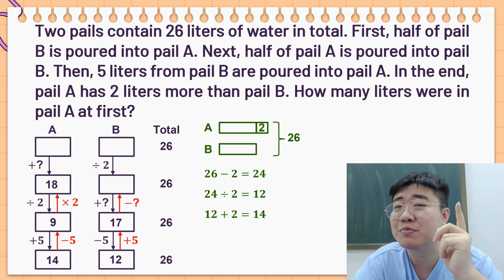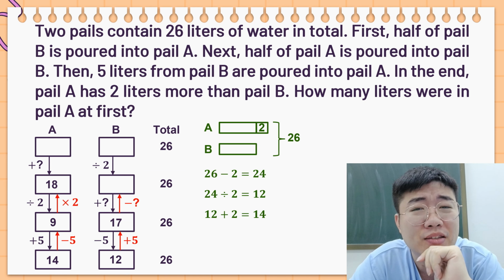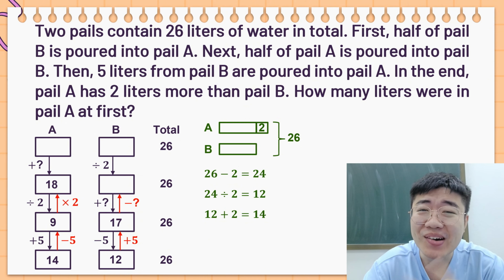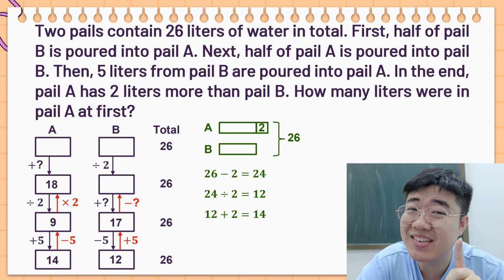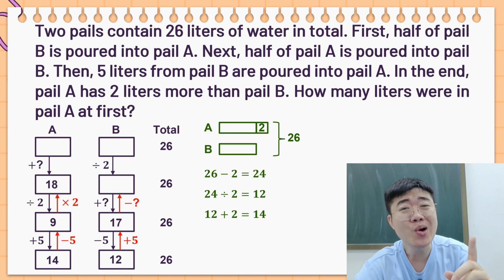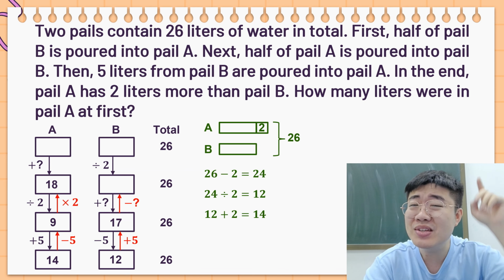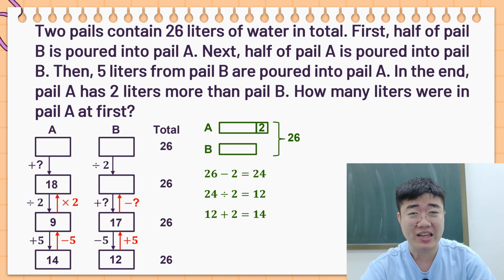You must be wondering, how can we solve this part? There's a question mark here. So let's observe, there's one thing that stays the same. What's that? Oh, the total has stayed the same, everyone. You see, the total is always 26 at each of the steps.